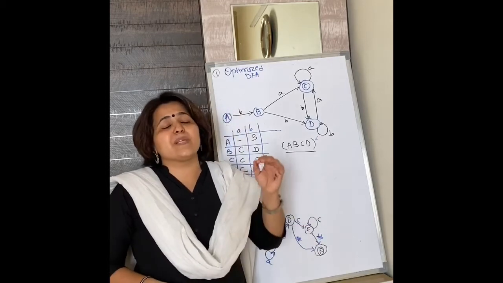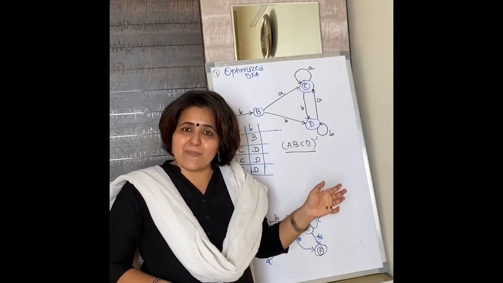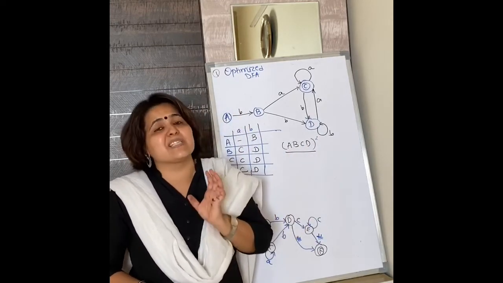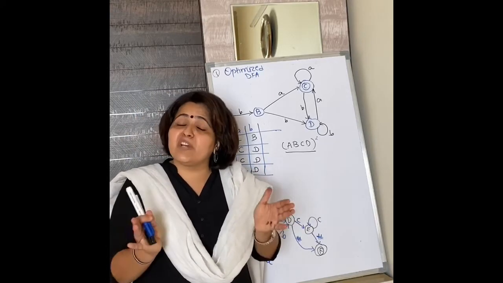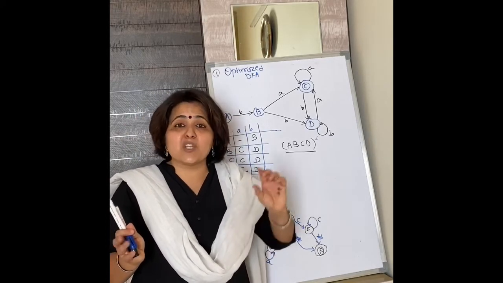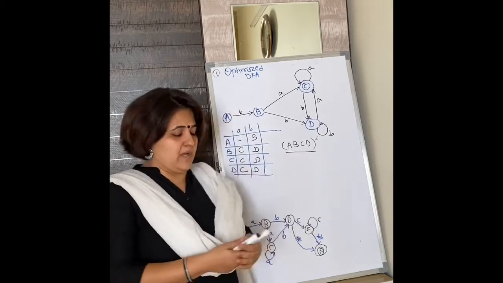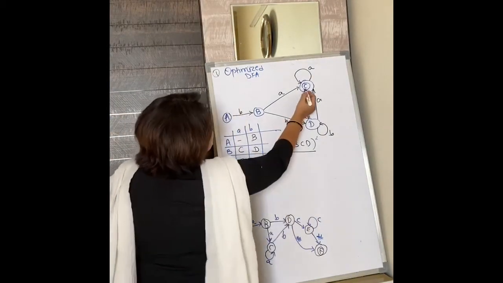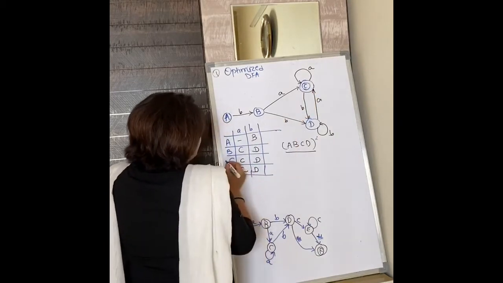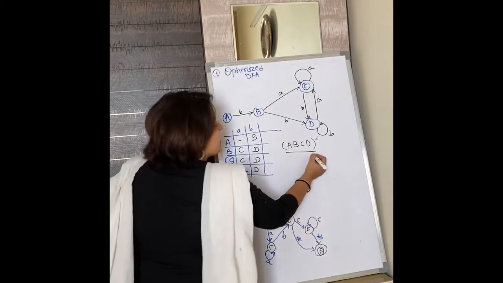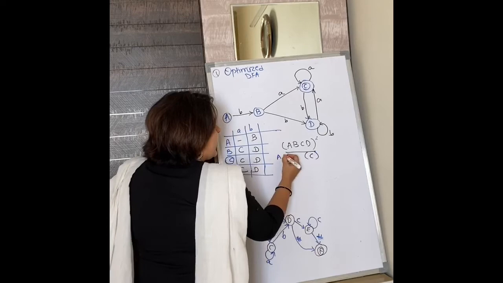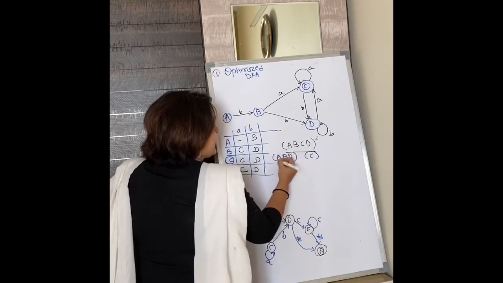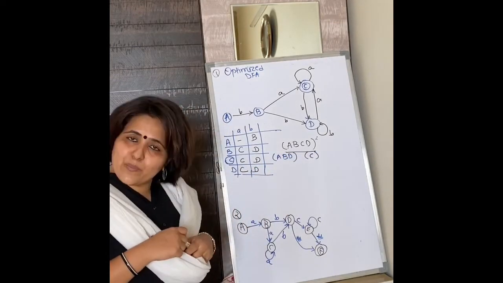So the first grouping is: all the accepting states will be in one group, and all non-accepting states in another. Both are not the same, both are different, so there should not be any comparison between accepting and non-accepting states. So coming back over here, there is a single accepting state, that is C. So C will be a separate group, and A, B and D will be in the other group. So the first two groups have been created.